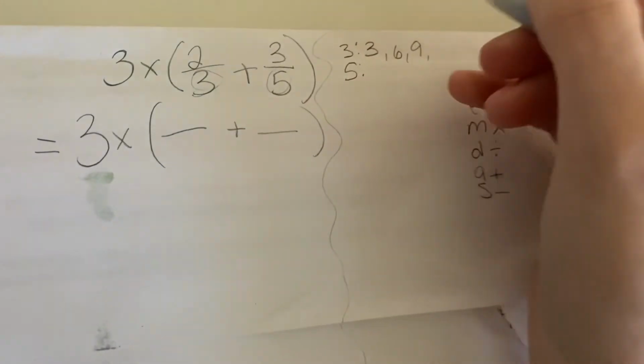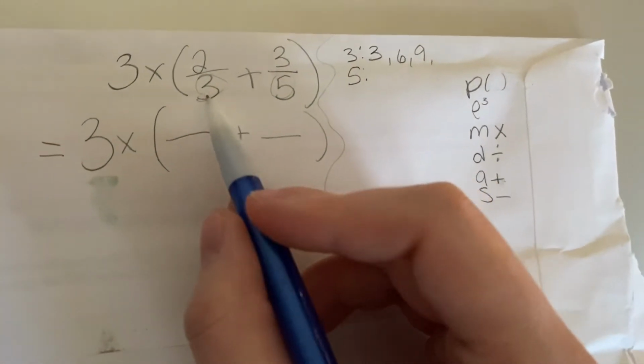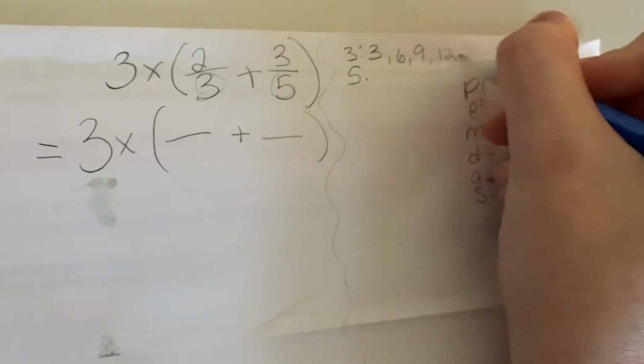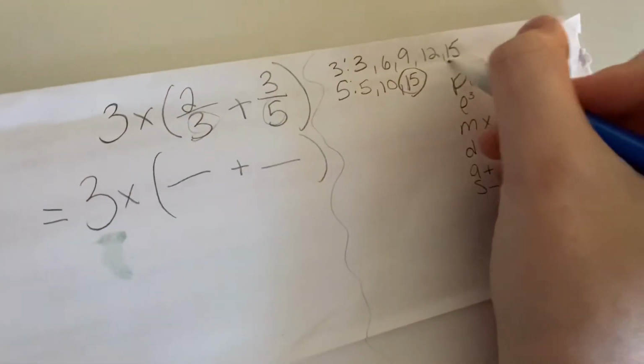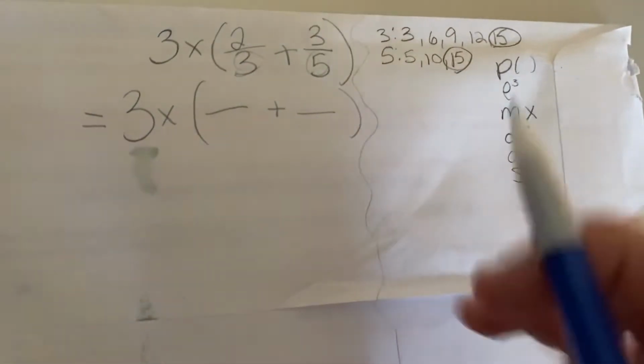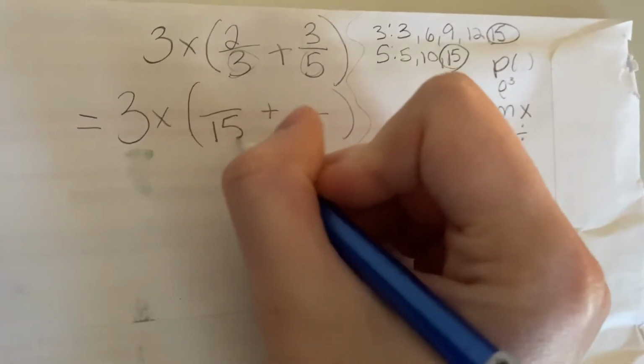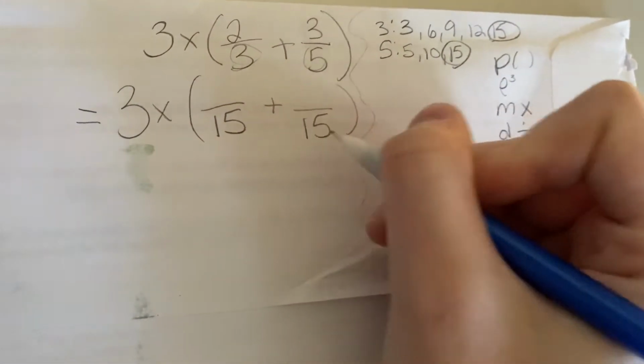I know this is going to be 15, and the cheat code on that one would just be to multiply 3 times 5, because they would both share 15. I've always told them to circle the one that they have in common. So our new denominator right here needs to be 15, and the new denominator over here needs to be 15.